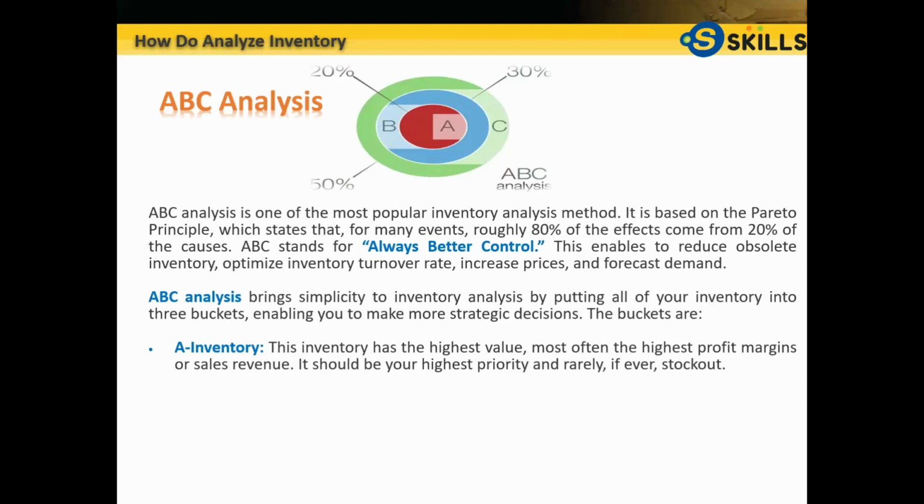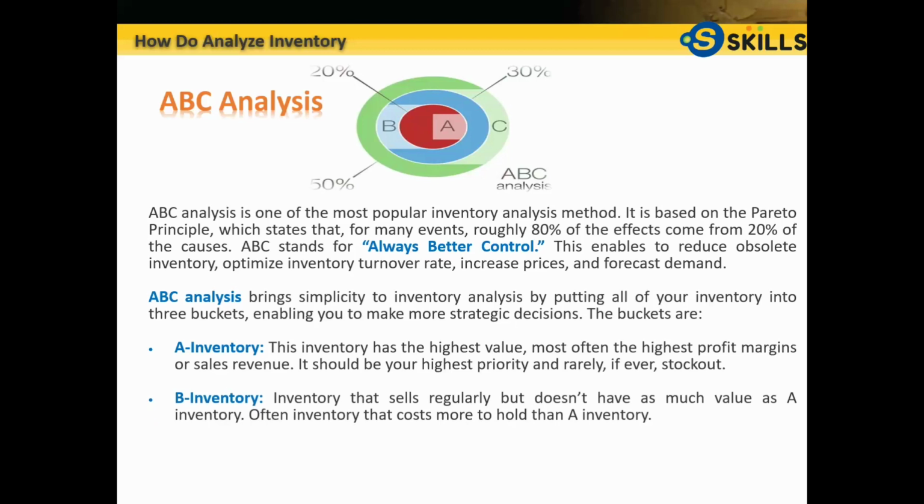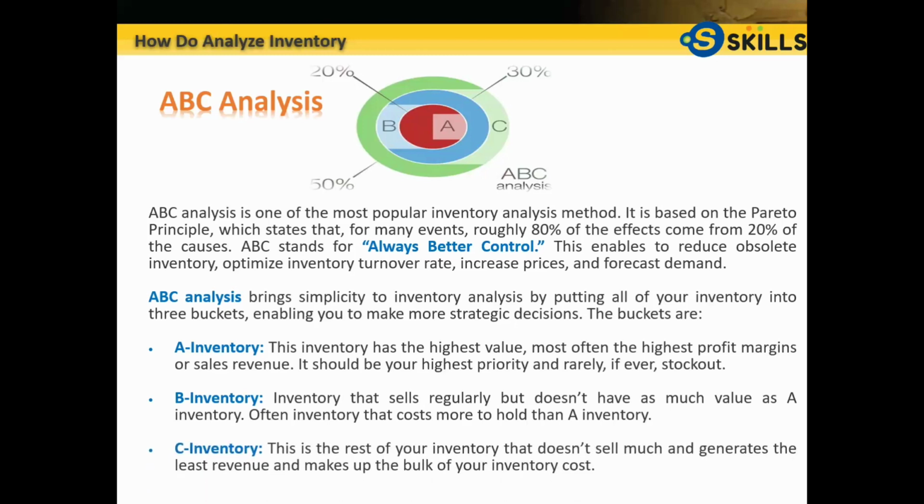This inventory has the highest value, most often the highest profit margins or sales revenue. It should be your highest priority and rarely, if ever, stock out. B inventory. Inventory that sells regularly but doesn't have as much value as A inventory. Often inventory that costs more to hold than A inventory. C inventory. This is the rest of your inventory that doesn't sell much and generates the least revenue and makes up the bulk of your inventory cost.